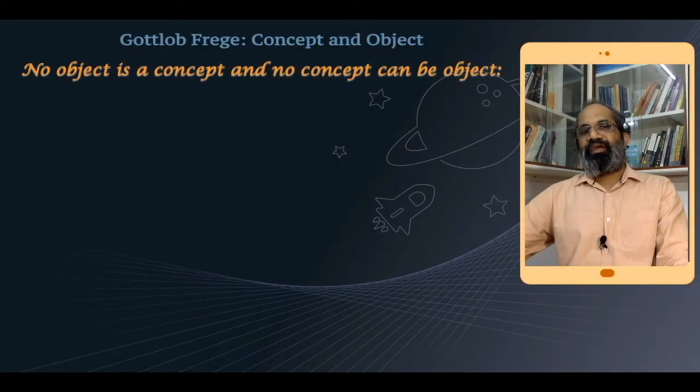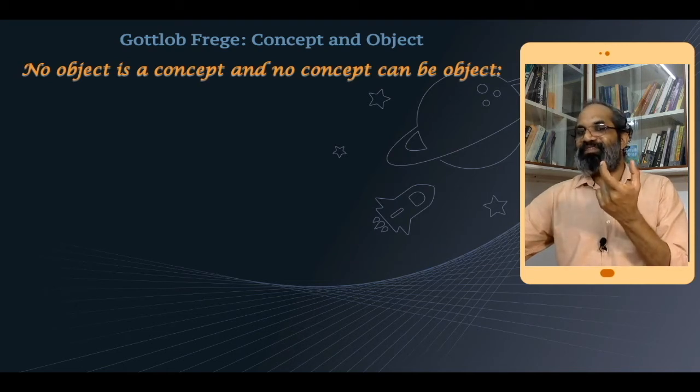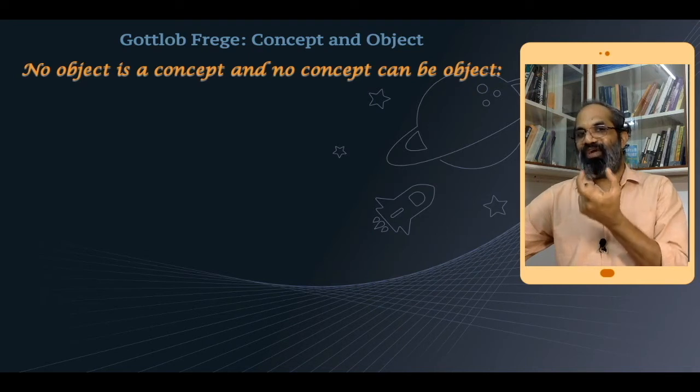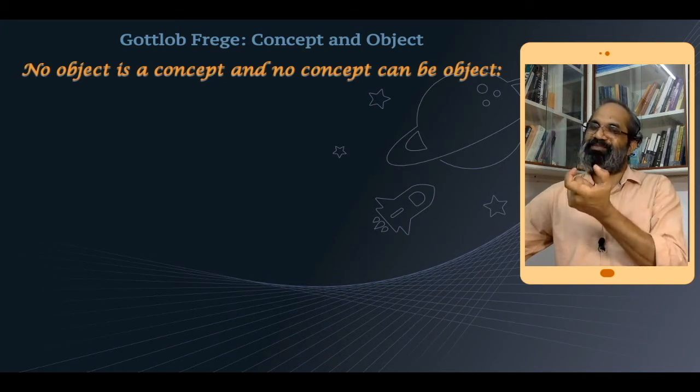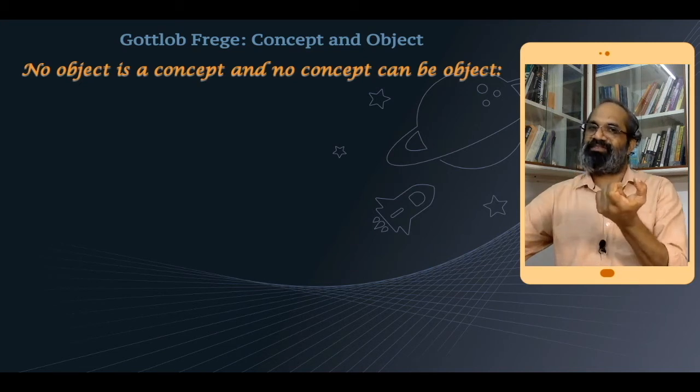And another relation is that no object is a concept and no concept is an object. They are not interchangeable. In the initial lecture we have seen that one and the same word or term can function as both concept and object. But when it is a concept, it is a concept. It cannot be an object. And when it's an object, it's an object. It cannot be a concept. So they are not interchangeable.